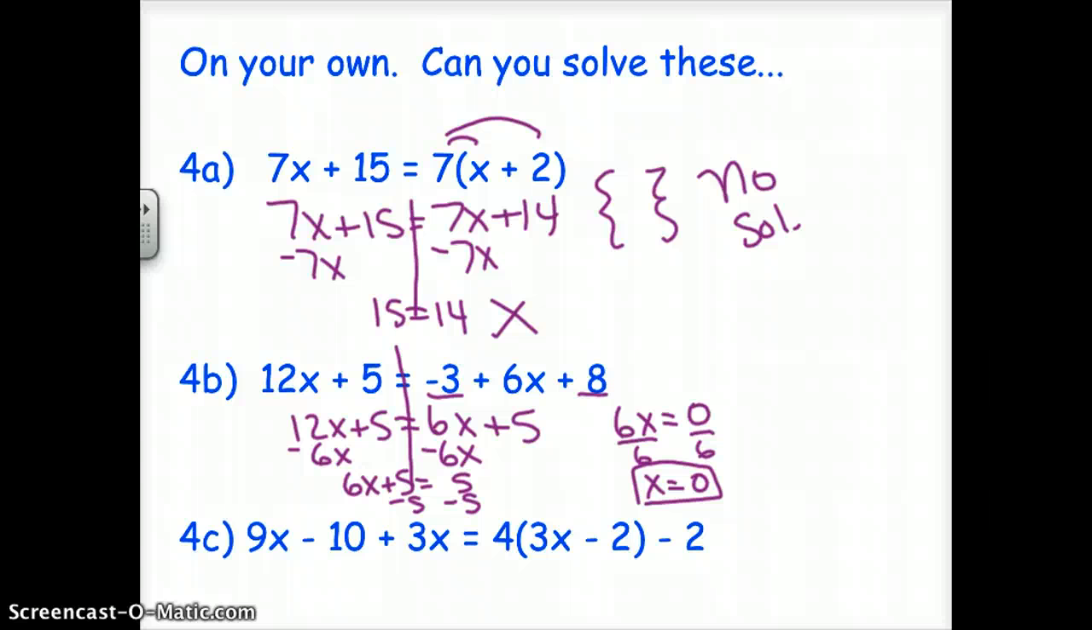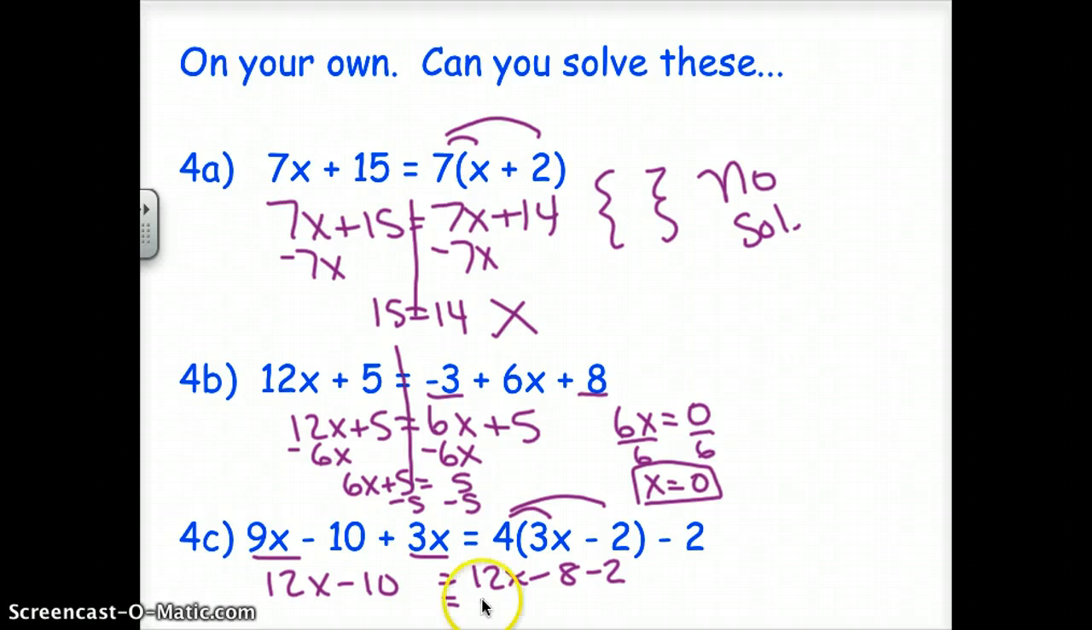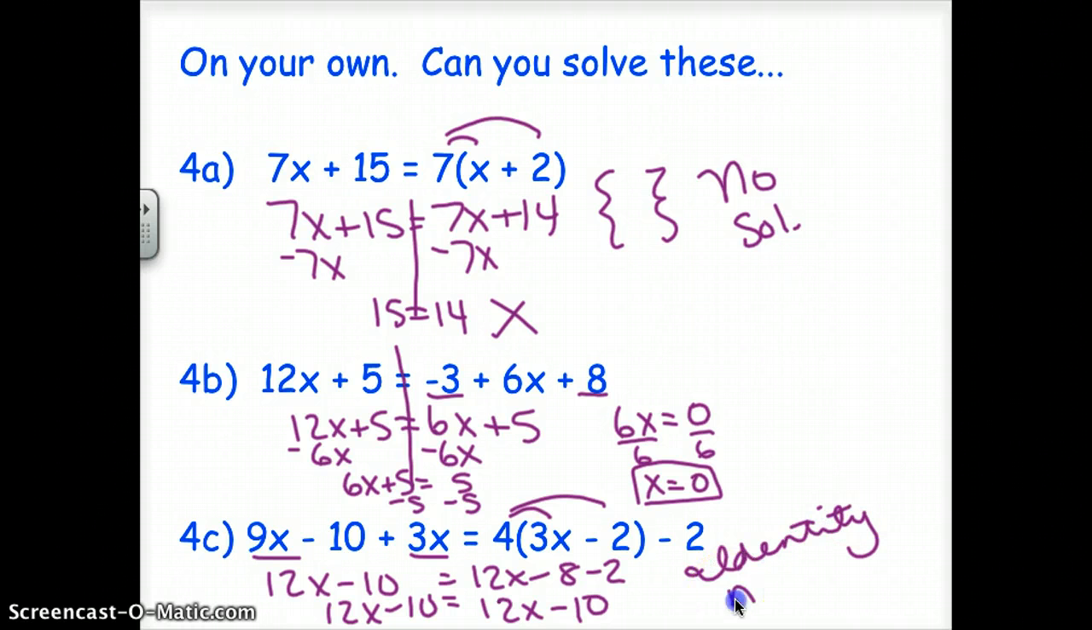Okay, let's try this one more real quick. Okay, here I get 12x minus 10 equals, distribute. So here I've got 12x minus 8 minus 2. If I simplify that down, it's 12x minus 10 equals 12x minus 10. You're allowed to stop there if you want, because lo and behold, those are the exact same thing. So this is an identity. All real numbers work.